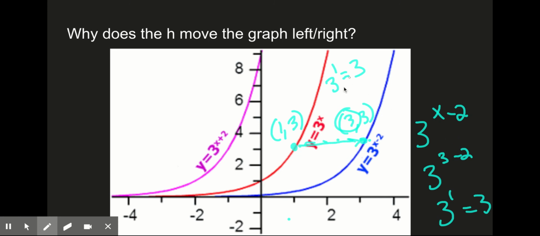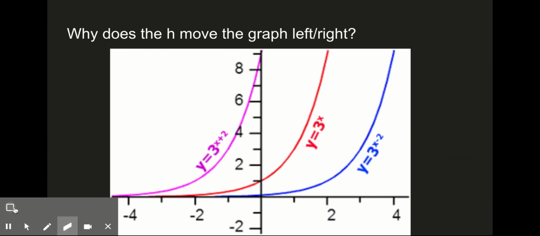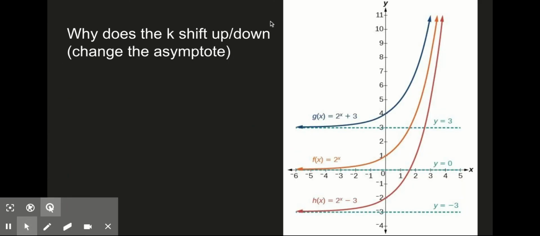Because in order to get the same output as what's on the red graph, I need to be further over here. And then it's going to be the reverse when we move this way. I'm adding 2. So in order for me to get 3 to the first, I'll just do 3 to the power of negative 1 plus 2. And that also gets me to 3 to the first, which gets 3. So that's a bit of an explanation there on the horizontal shifts. And then here we have shifting up or down.